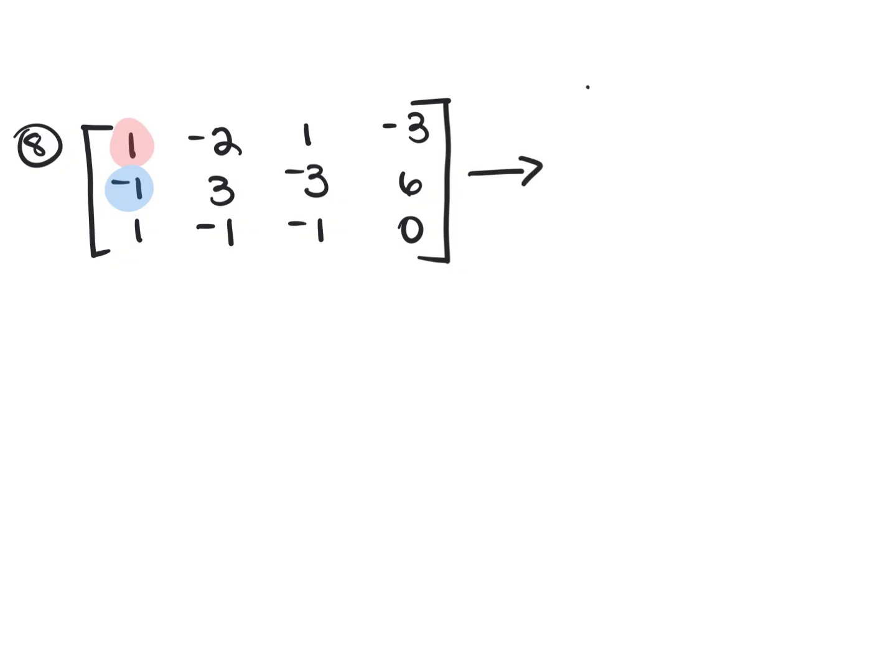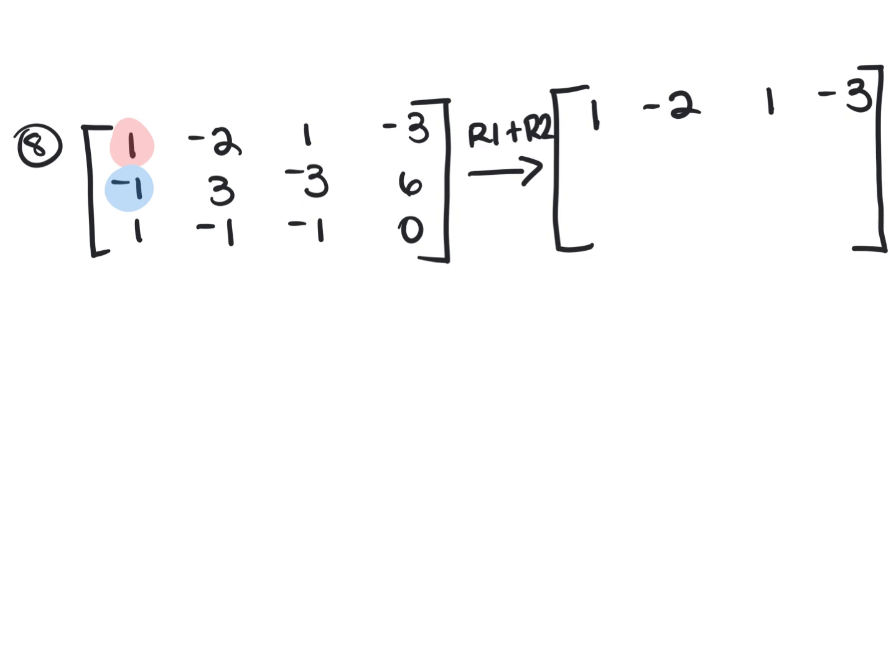So row 1 is going to stay just like it is. So row 1 plus row 2. So row 1 stays unchanged at this stage. And then we add that to row 2. So 1 plus a negative 1, negative 2 plus 3, 1 minus 3, and negative 3 plus 6. So now we need to create a 0 here. So for this one, I'm going to have to multiply negative 1 times row 1. So that's a negative 1, positive 2, negative 1, positive 3. And then we're going to add that to row 3.